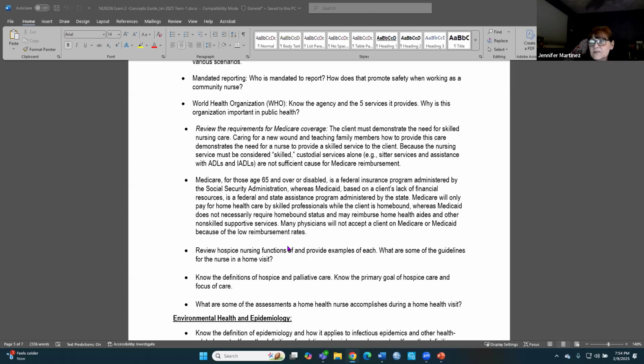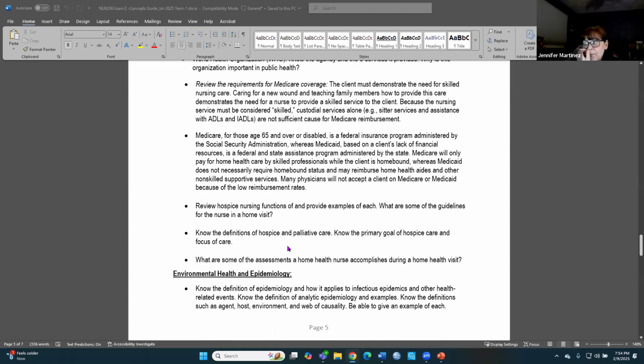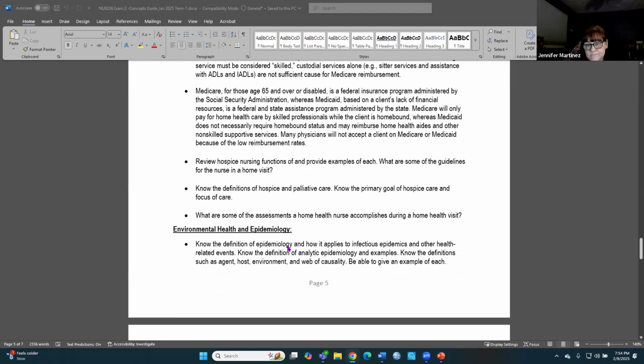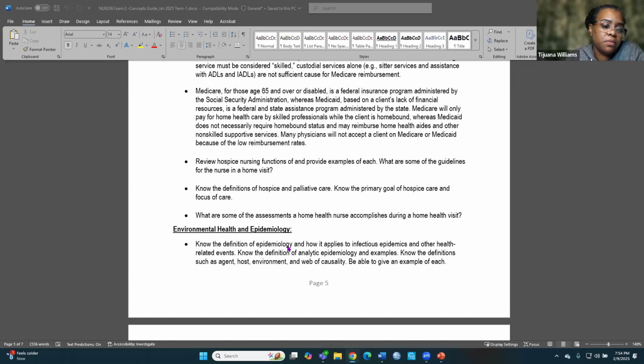When we look at home health, what are some assessments a home health nurse might do during a home visit? Environment. What about the environment are we worried about? Safety. What kind of safety? Falling hazards, paint, outside, the neighborhood. Right, because what do we do if their neighborhood isn't safe? Is it safe for them?